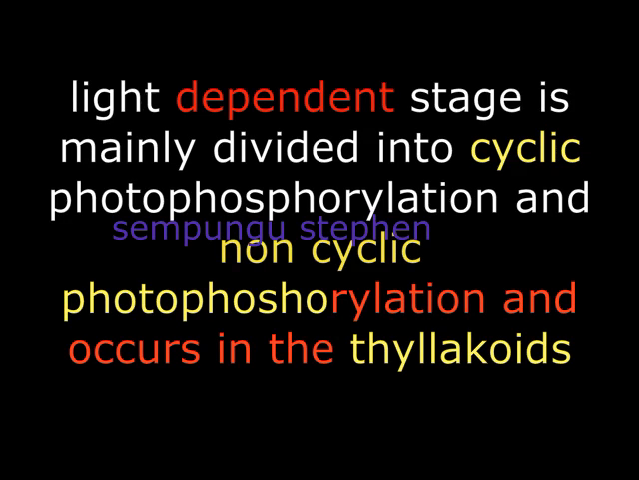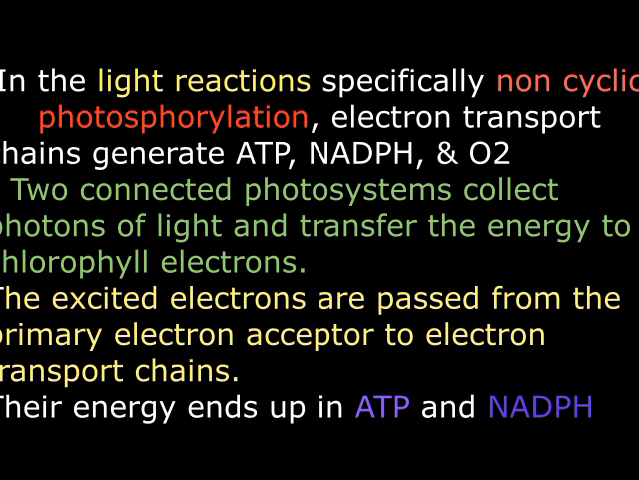Now when you look at the light reaction or light dependent reaction, it is mainly subdivided into two. Members, don't forget that we have the cyclic photophosphorylation and then the non-cyclic photophosphorylation. As I'm driving the different lessons, you shall learn one by one. But today, allow me to only consider the non-cyclic photophosphorylation. Remember, it is also occurring in the chloroplast.